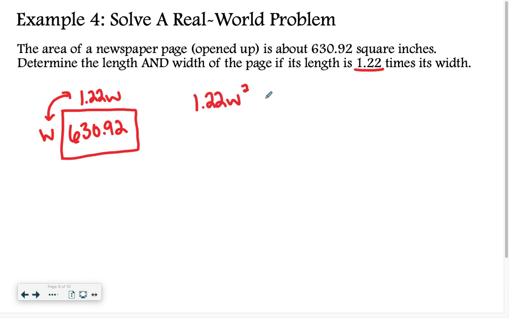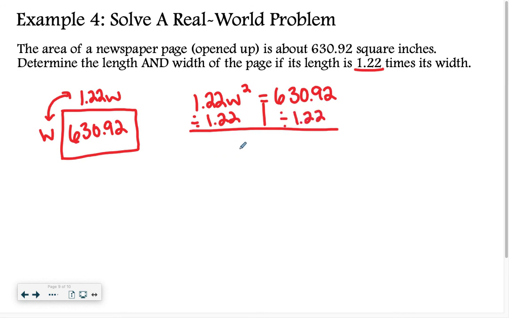1.22 W squared. And we know that equals the area, which, fun fact, we know that number. Funny how that works. Let's solve it, just like we've been practicing. This looks just like our second example from tonight. You have a number times a variable squared equals a number. We are going to start by dividing both sides by that. 1.22 divided by 1.22.